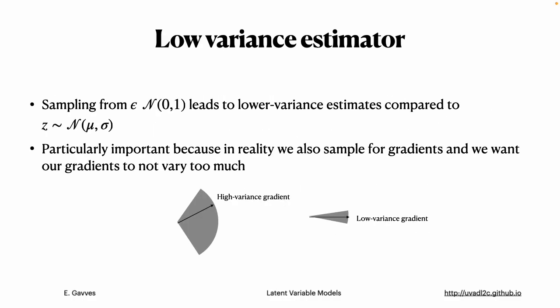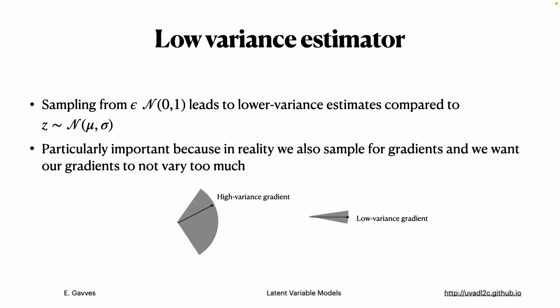So REINFORCE has very high gradients, a very high variance in the gradients, while the reparameterization trick has much lower. However, the reparameterization trick is not general. It works only for specific types of distributions.